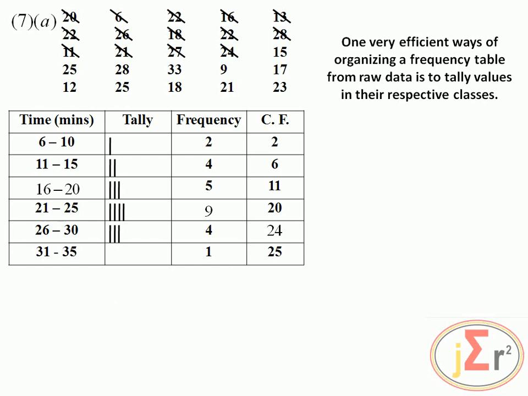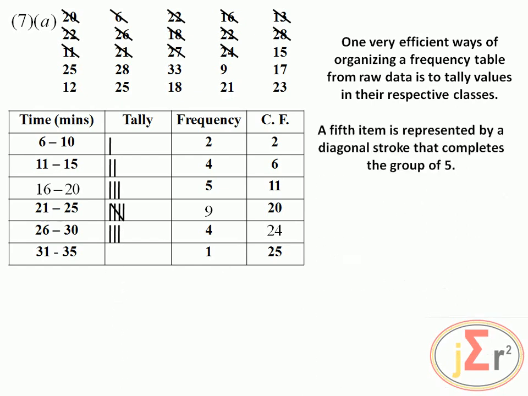in their respective slots. A fifth item is represented by a diagonal stroke that completes the group of 5. Like we have it right there. Every group of 5 is completed with a diagonal stroke like that. 4, and then the fifth one is diagonal. And we will finish up our table in a few seconds by tallying the rest of the results. You cannot just sit by and allow them to tally in the way that I'm doing here. You will have to do them yourselves.